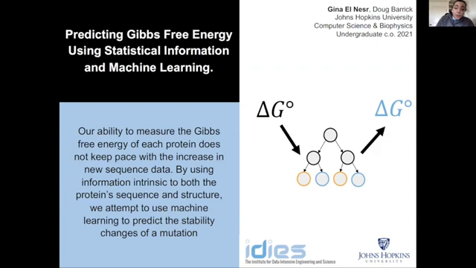And it turns out that we can get 70% accuracy at predicting whether or not a protein is stable, just using the statistics and very rudimentary structural information. I'll be happy to discuss that and our methods in the breakout session.